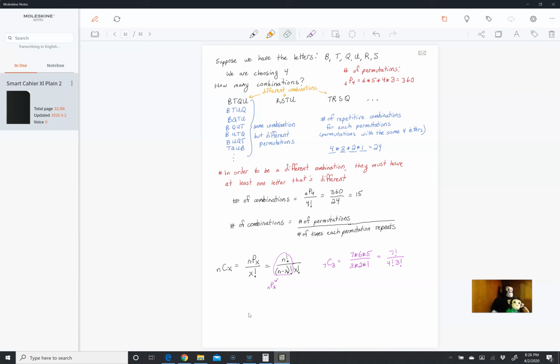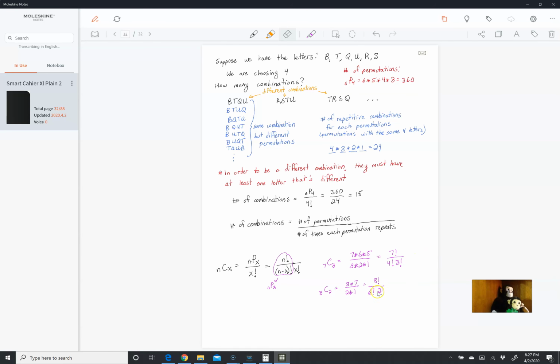Okay, let's take another one. 8C2. For me, I like to calculate it as just 8 times 7 over 2 times 1. But this is the same thing as 8 factorial over 6 factorial. That's the 8P6. And then I just divide by the 2 factorial.